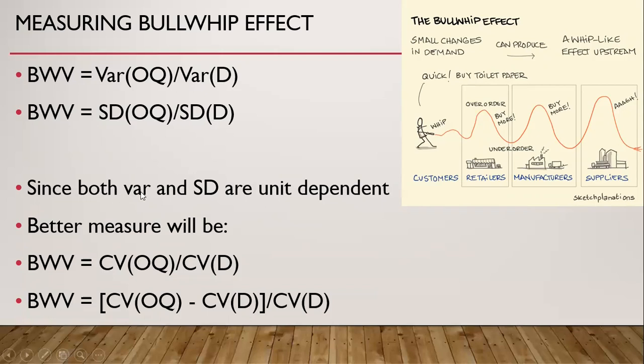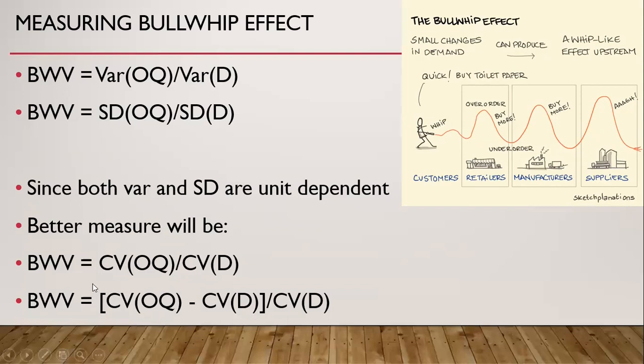Since both variance and standard deviation are unit dependent, it is difficult to compare across the supply chain, because there may be finished product at some particular level, and at other levels there may be subcomponents or parts of that product. So it is difficult to compare. So we can measure the variation independent of unit of measurement, and this includes coefficient of variation. So bullwhip value may be the ratio of coefficient of variation of ordered quantity and demand.